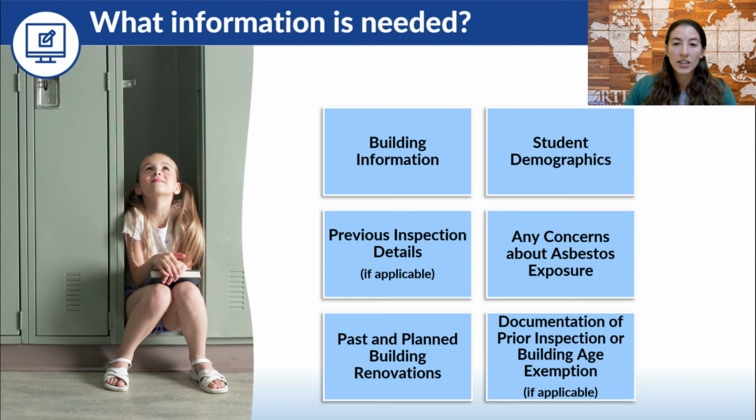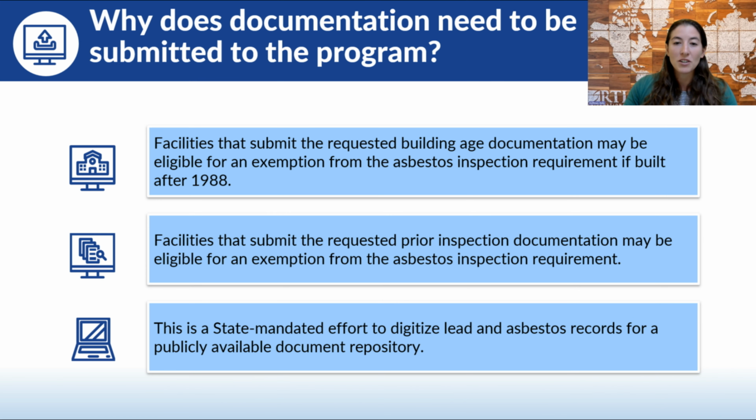To complete the asbestos section enrollment survey, the primary contact will need information on your facility, such as when it was built, student demographics, previous inspection details, any concerns about exposure, past and planned building renovations, and exemption documentation, if applicable. Exemption documentation must be submitted to RTI for a facility to be eligible for an exemption from an on-site inspection.